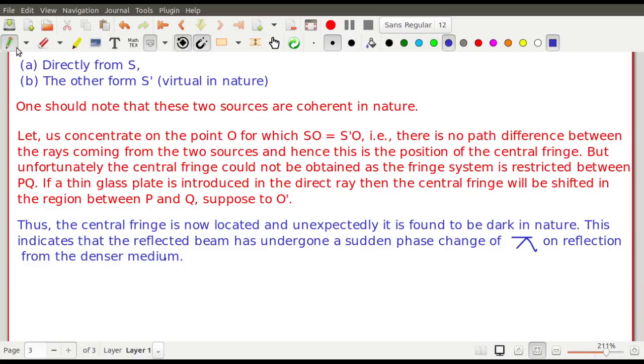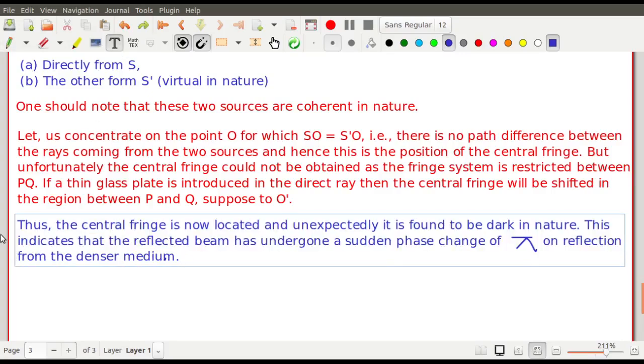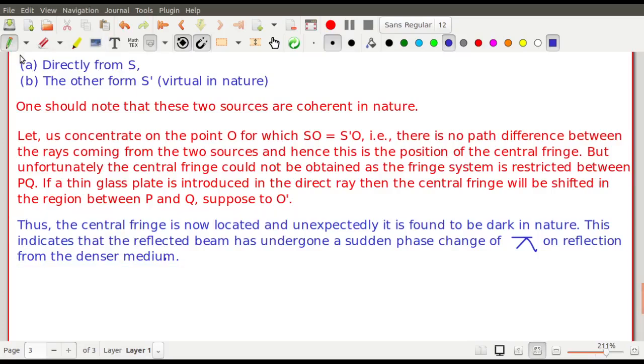So dark in nature means this indicates that the reflected beam has undergone, because for the direct ray, nothing will happen, since it is direct. Because the direct ray we have studied in Young's double slit experiment. In the double slit experiment everything was direct ray, so there was no problem. This indicates that the reflected beam has undergone a sudden phase change of pi on reflection from the denser medium. So while reflecting from the denser medium, a phase change of pi has come here, that is the phase change of pi over here, right?